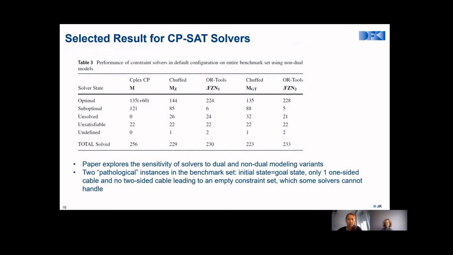As can be seen in this table, the Cplex CP and Google OR-Tools CP-SAT solver outperform the other solvers, with Cplex being the only solver to find solutions to all solvable instances, and Google OR-Tools finding more optimal solutions than any of the other tested solvers. Note that the benchmark set also includes two pathological instances, one with no cables to be plugged, so where the initial state, the empty permutation, is equal to the goal state. Further, an example with just a single one-sided cable and no constraints is included, which some solvers cannot handle.